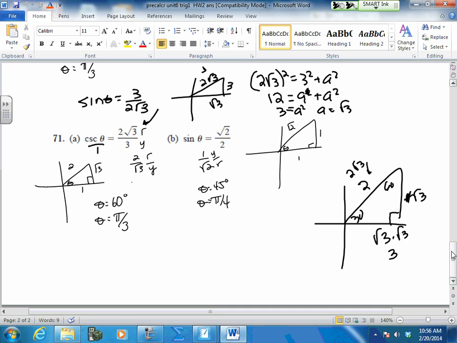Could I also put this in my calculator, second sine, and figure what angle that was? I could absolutely put that in my calculator, second sine, plug this mess in, and find my reference angle.